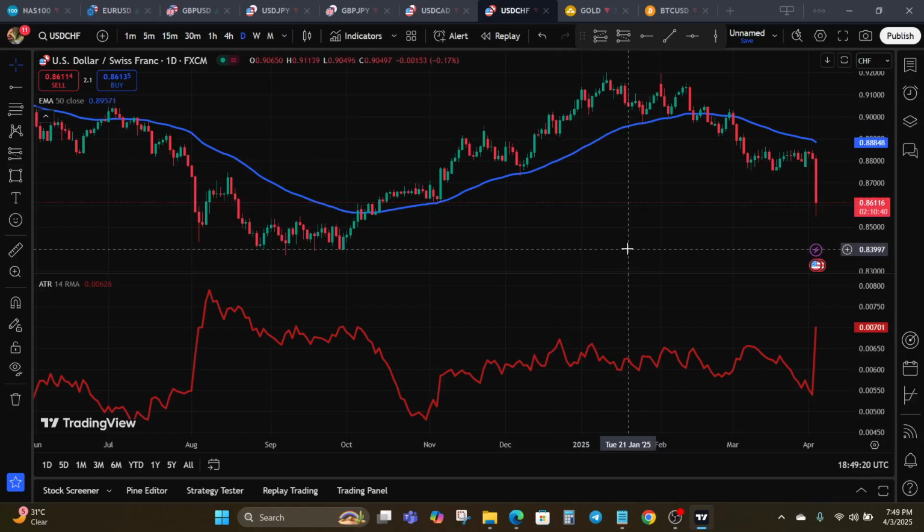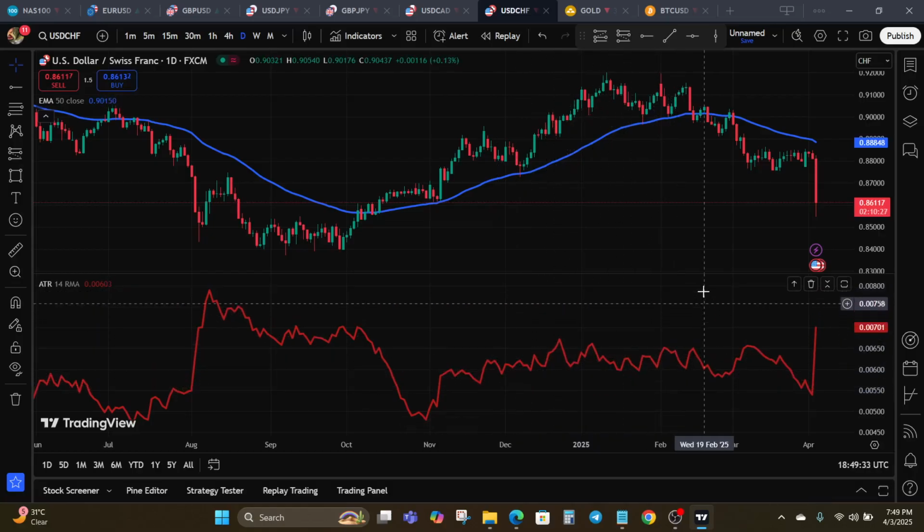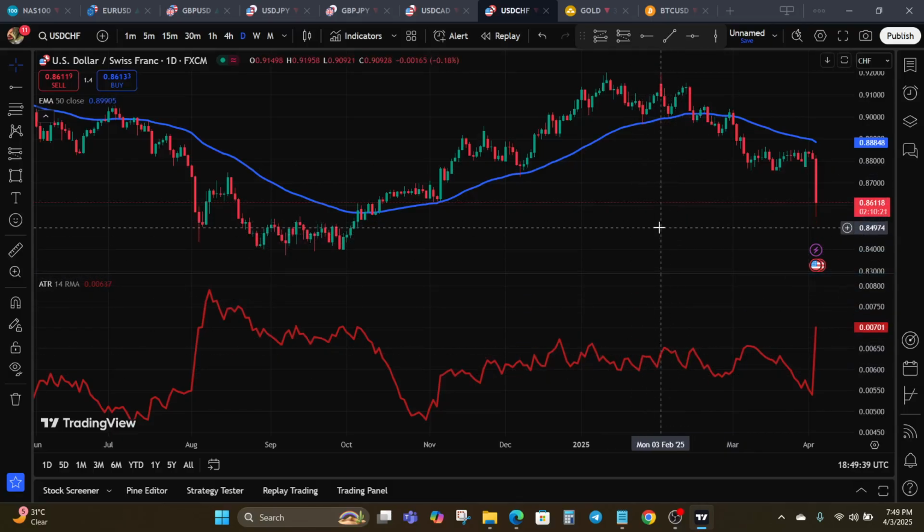Now, the ATR and EMA strategy combines two powerful indicators. The 50 EMA helps us identify the trend direction. The ATR indicator measures market volatility, allowing us to place smarter stop losses. Using both together helps us avoid false signals, manage risk, and time our trades better. Now, let us break down this strategy step by step.